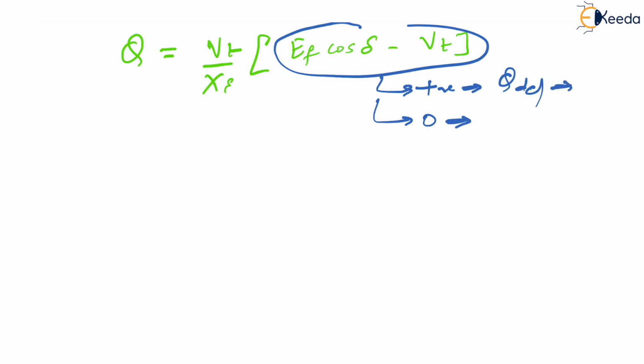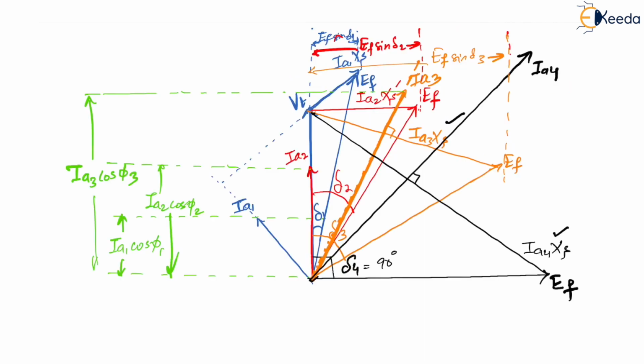When it is delivering reactive power, we say that it is overexcited. When it is neither delivering nor absorbing, we say that it is normal excitation. And whenever it is negative, it is going to absorb reactive power, and hence we call it under excitation. This is what we have seen 1,000 times till now.